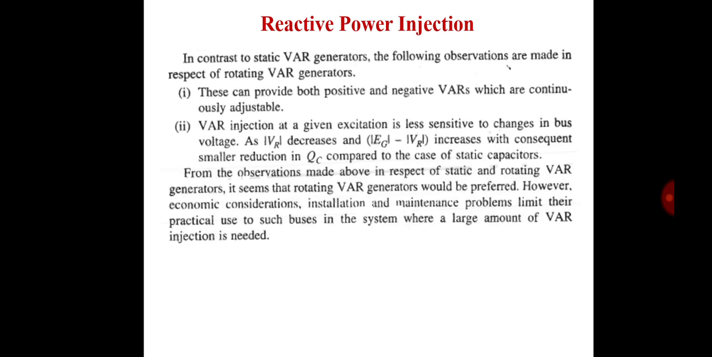In contrast to static VAR generation, the following observations are made with respect to the rotating VAR generator. This can provide both positive and negative VARs which are continuously adjustable. VAR injection at a given excitation is less sensitive to change in bus voltage, as VR decreases and EG minus VR increases, with consequent smaller reduction in QC compared to the case of a static capacitor.